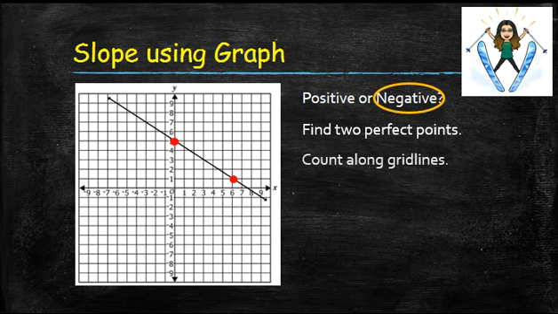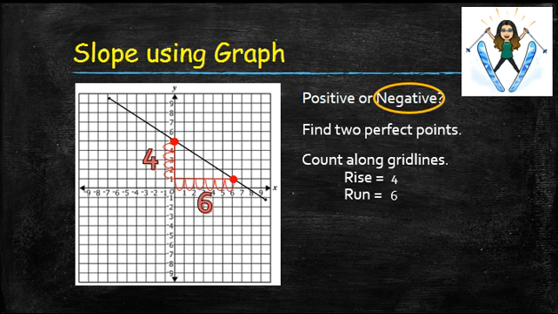From here, we're going to count along the grid lines. So my rise and my run. See, I can draw along the grid lines. I count going down 1, 2, 3, 4. So my rise is down 4, and my run, 1, 2, 3, 4, 5, 6. So my run is 6.